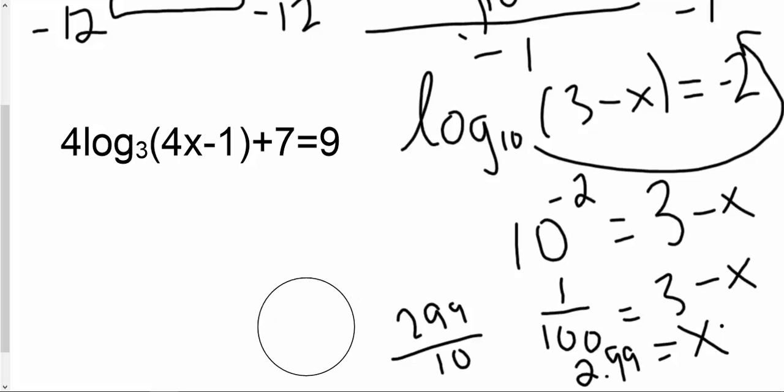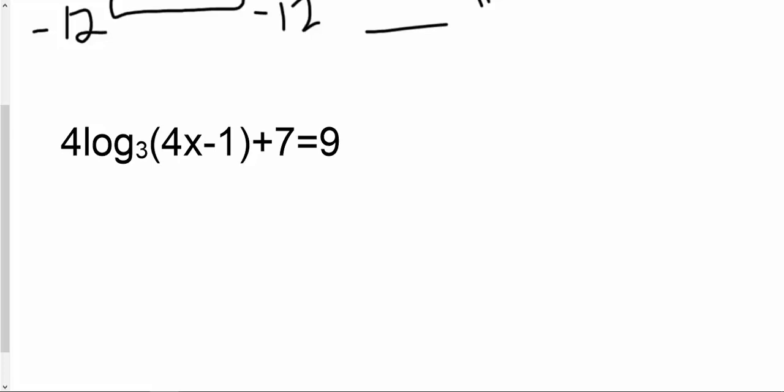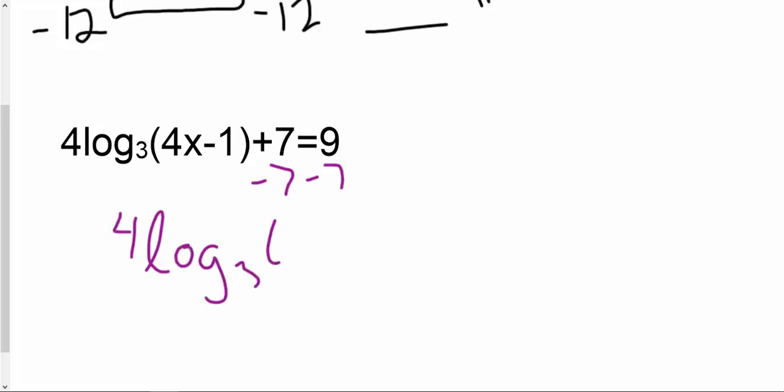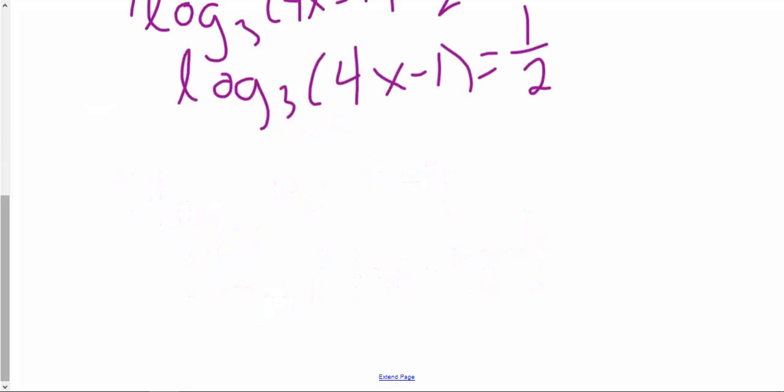Okay, for our next problem, similar concept. What we're going to do here is subtract 7 first, because again our job is to isolate the log. So we have 4 times log base 3 of 4x minus 1 equals 2. Now we're going to divide by 4. So this gives us log base 3 of 4x minus 1 equals 1 half. Again, 2 over 4 is 1 half. That should be pretty straightforward for people.